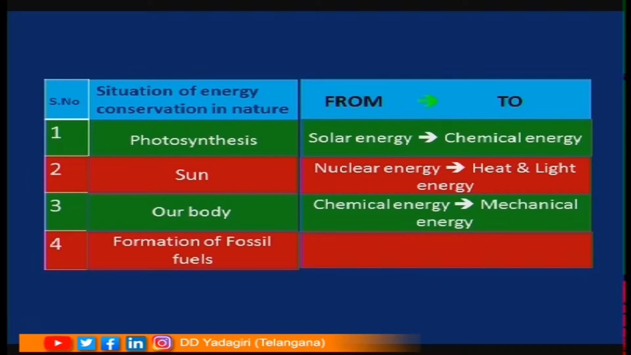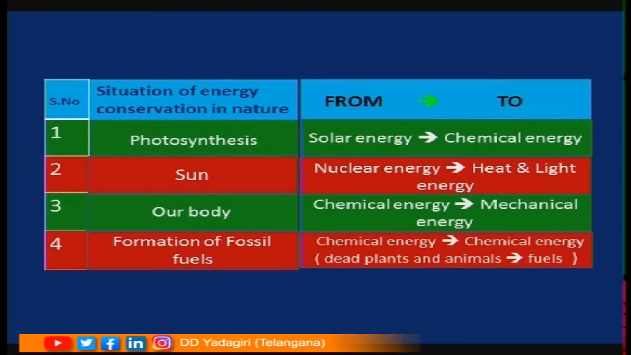Formation of fossil fuels. Children, you know about this, what are fossil fuels. Whenever plants and animals die, they are buried under the soil, and after a long period of time they convert into petroleum, LPG, which are known as fossil fuels, that is chemical energy into chemical energy only, but here the biomass of trees, plants and animals is converting into fuels. So, these are natural processes taking place in nature.